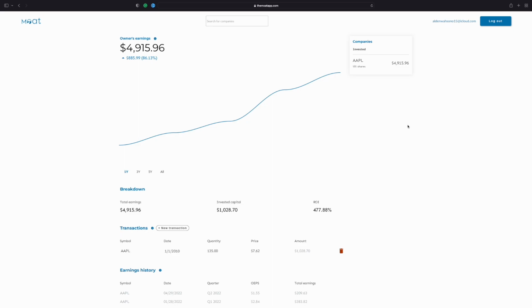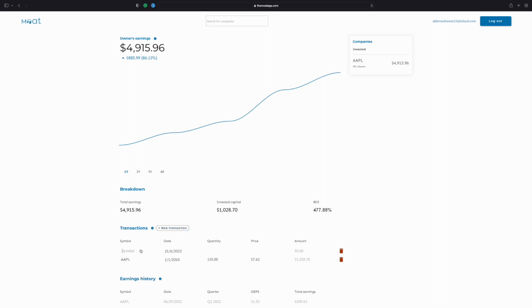To get started with Moat, you want to input your past investments. As I've mentioned before, on Moat, you won't see stock prices. Instead, you'll see the owner's earnings you've accumulated from the companies you've invested in. And to calculate this number, Moat doesn't just take into account what your portfolio looks like today. It needs to know what companies you have invested in and when you made those investments. So anytime you've either bought or sold a share, enter it here.